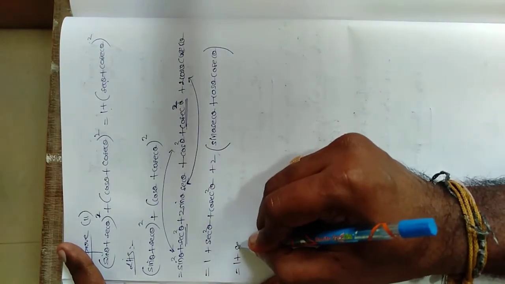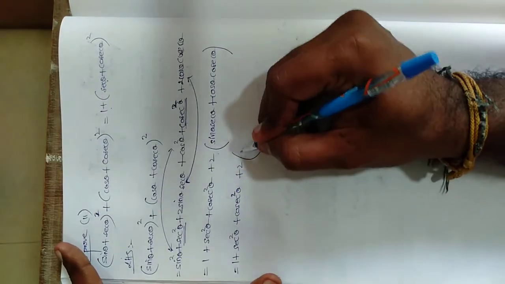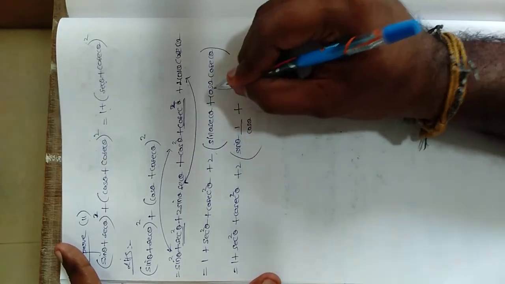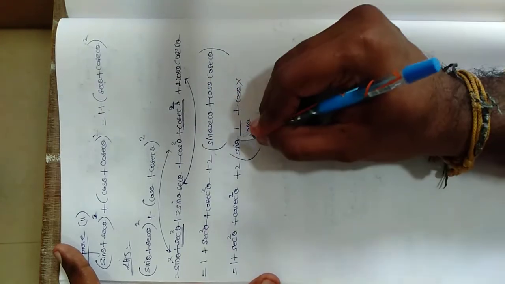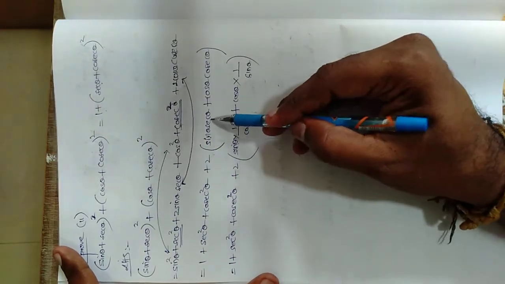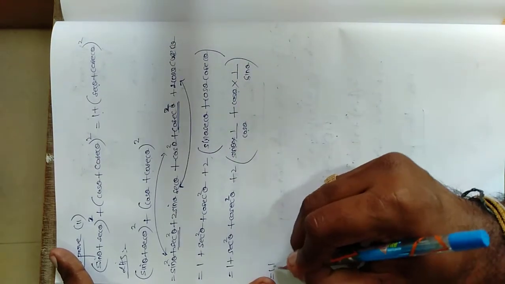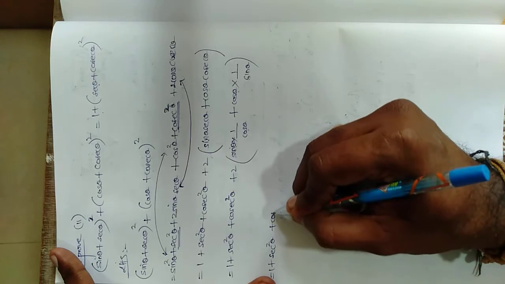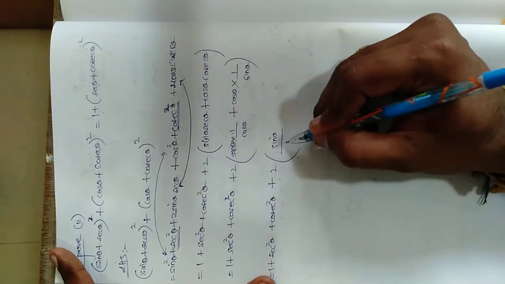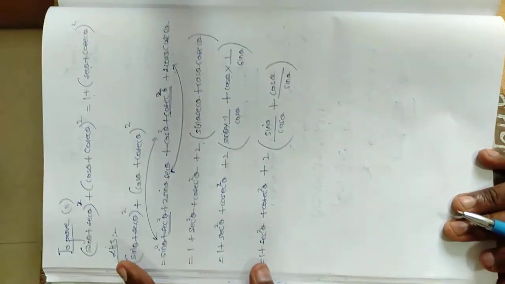1 plus secant square theta plus cosecant square theta plus 2, open the bracket. Sin theta. What is secant theta? 1 by cos theta. Cos theta. What is cosecant theta? 1 by sin theta. Sin theta, write as it is. Secant theta we can write as 1 by cos theta. Cos theta, write as it is. Cosecant theta we can write as 1 by sin theta. So 1 plus secant square theta plus cosecant square theta plus 2. How can I write? Sin theta into 1 by cos theta is sin theta by cos theta, plus cos theta by sin theta.